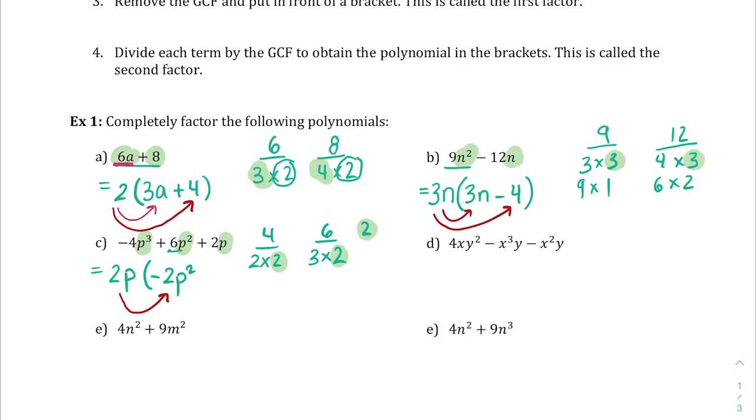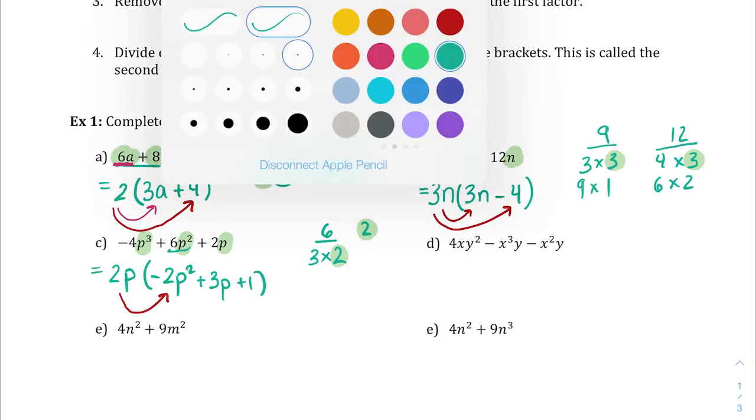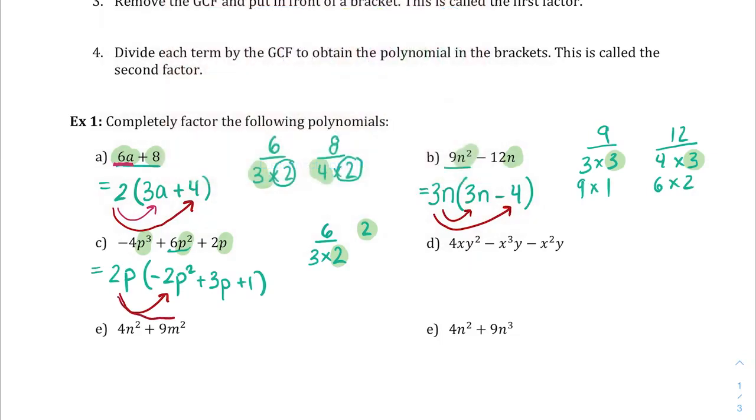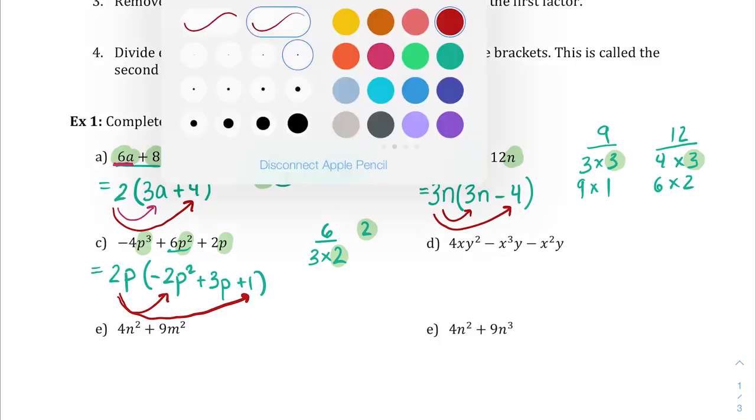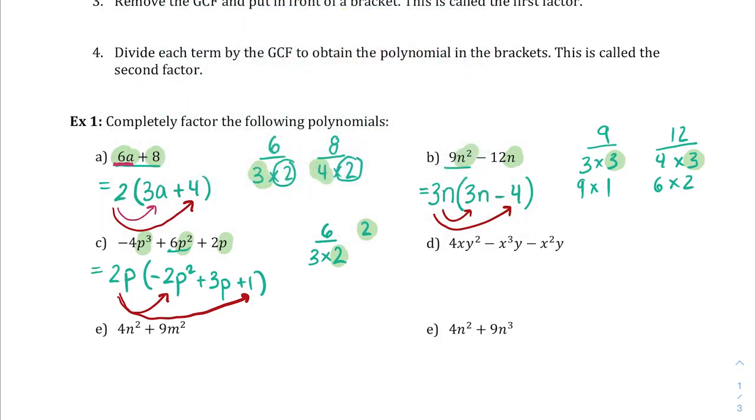2p times what will give us 6p squared? Well, that would be positive 3p. And the last part, 2p is already factored out, so now it has to be plus 1. Let me just erase this so it's not too confusing. Okay, right, because 2p times 1 is 2p. So that's as much as we can factor out this polynomial.